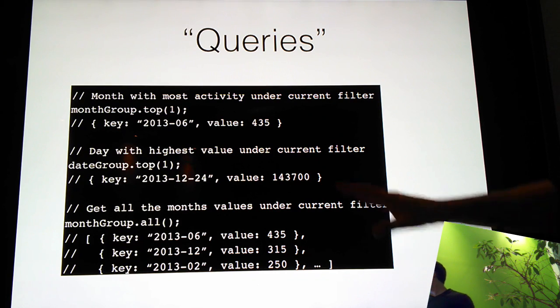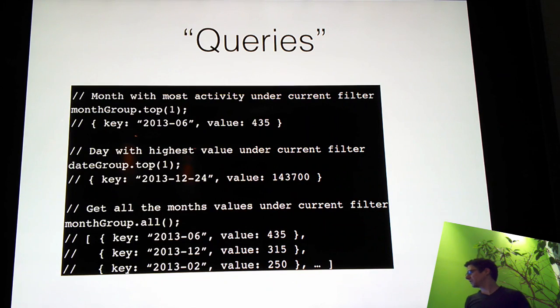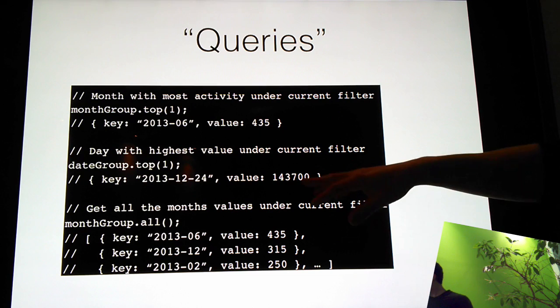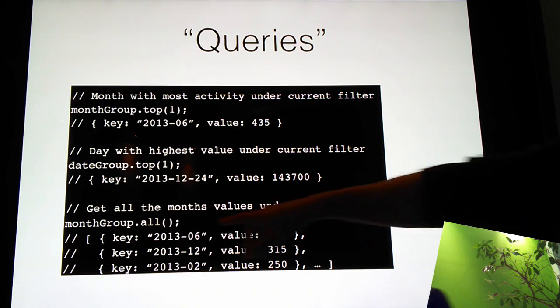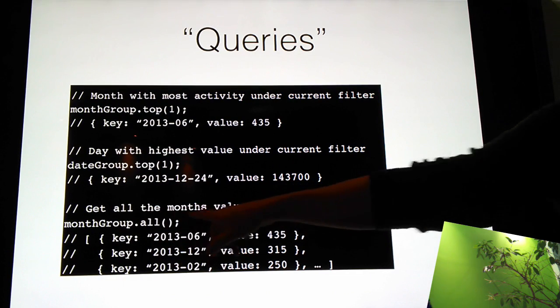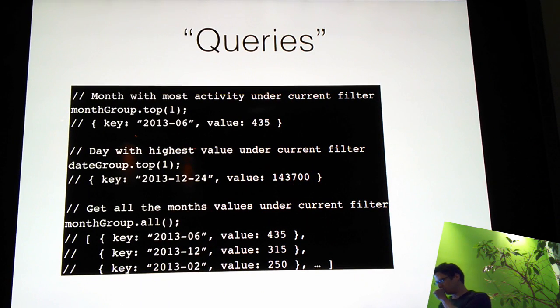And we could get all the months' values under the current filter if we use the all function there on the group. Now this one you have to be a little bit careful with, because the all function returns the internal representation of the cross-filter groups. So if you change these, you'll actually screw up your cross-filter. So don't change them.